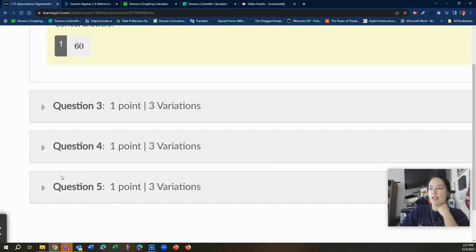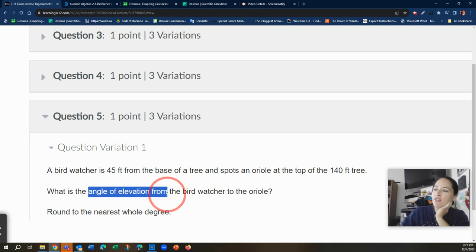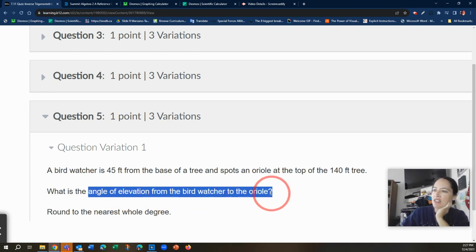All right, last question. A birdwatcher is 45 feet from the base of a tree and spots an oriole at the top of the 140-foot tree. What is the angle of elevation from the bird watcher to the oriole? Round to the nearest whole degree.